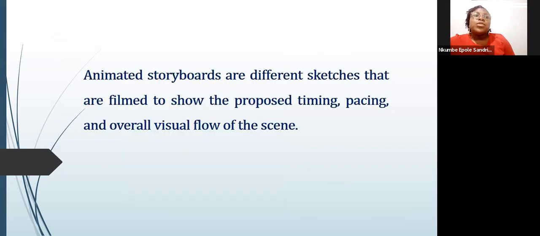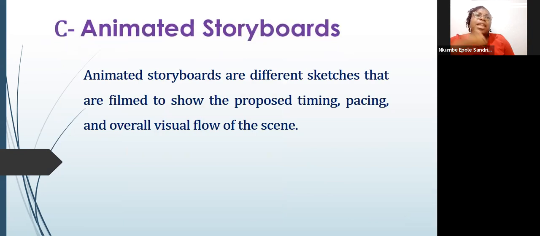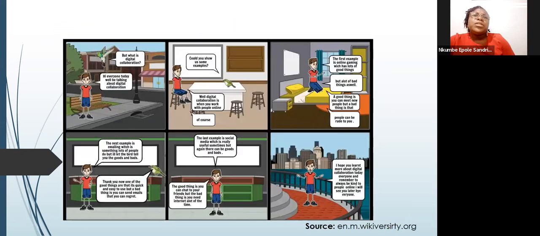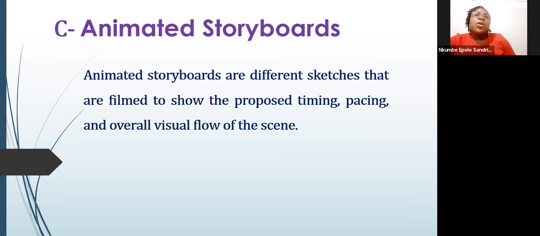Another type of storyboard is the animated storyboard. Technology has made it very possible for us to create a very complex storyboard with little or no stress, with some dialogue and music. So animated storyboards are different sketches which are filmed to show the proposed timing, pace, and an overall visual flow of the scene.